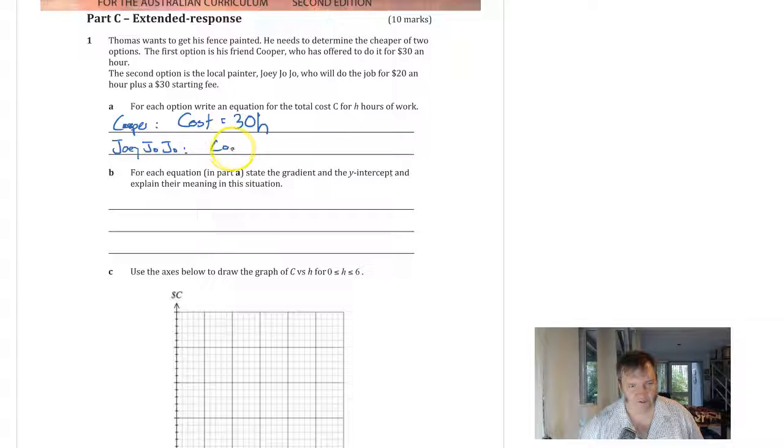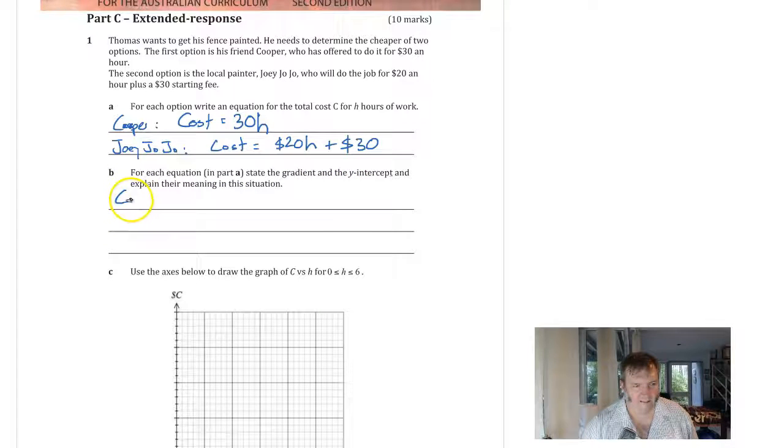What's the cost of Joey Jojo? Well, it's $20 plus, $20 an hour plus a $30 starting fee. I was about to do them the other way around. $20 per hour, 20H, plus $30 just to get the show on the road. Okay, for each equation, state the gradient and the y-intercept.